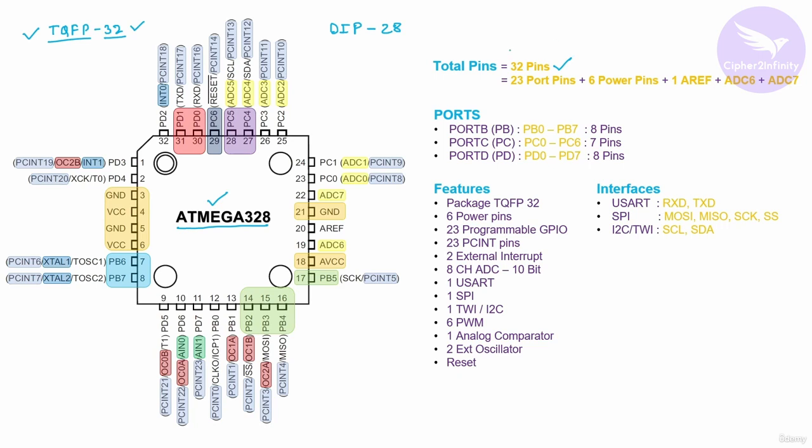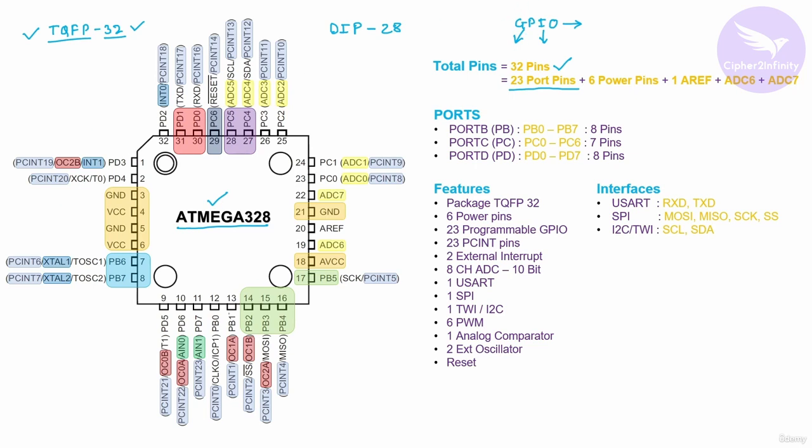And these 32 pins are divided in this format. There are 23 port pins, or 23 GPIO pins. GPIO stands for General Purpose Input Output. So you can use these 23 pins as output pins, you can use these 23 pins as input pins, and you can use these 23 pins for general purpose, which also means for special functions.